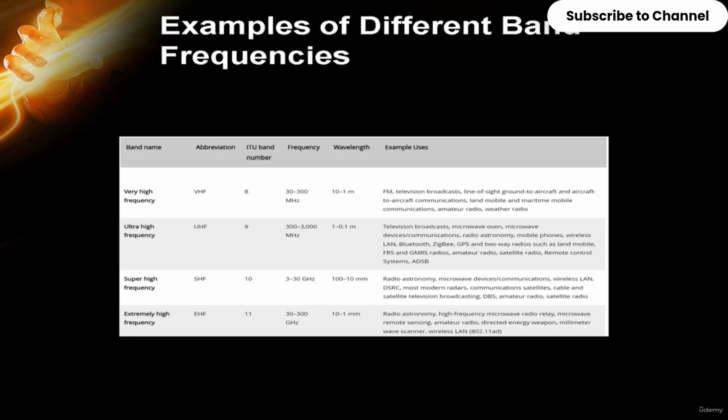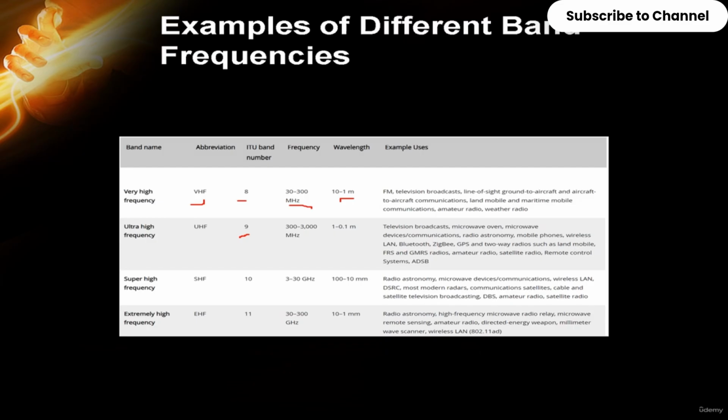Next, the very high frequency band is given the ITU band number 8 and is abbreviated as VHF. The frequency range is 30 to 300 megahertz and the wavelength is 10 to 1 meter. It is used in FM, television, broadcasting, and weather radio. The ultra high frequency band has ITU band number 9 and operates at 300 to 3000 megahertz. It is used in real-life protocols like Bluetooth, Zigbee, GPS, and so on.